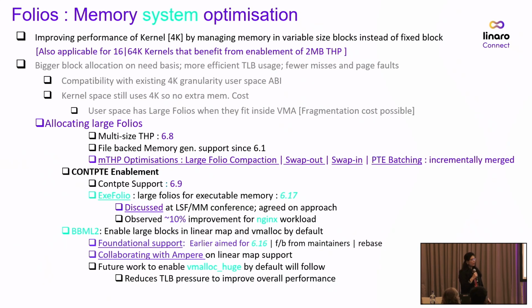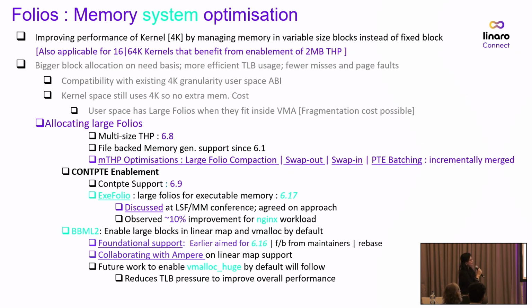All right, that's Folios. If this interests you, this is around the memory system optimization to improve performance. We have taken an example of a 4K kernel. This is also applicable for 16K and 64K kernels. Now, there's a little bit of context, I'll not go into those details on what this means and how it helps. But let's see the deltas or work in progress from last time. Around allocating large folios, multi-size THP went into kernel 6.8. You have incremental merges around mTHP, large folio compaction, swap out, swap in, etc.